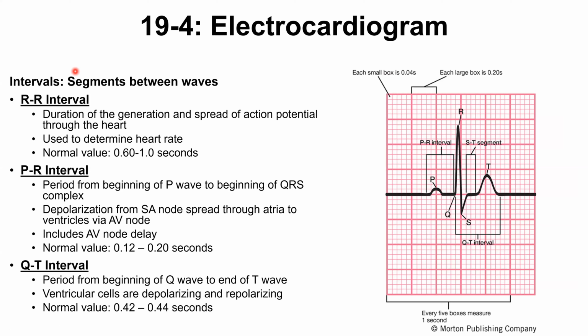So first is this R to R interval, and this is the duration of the generation and spread of the action potential through the heart. Okay, so R to R interval is how long between each heartbeat. Okay, and this is actually used to determine heart rate. So the normal value, normally it should be between 0.6 and 1 second between each heartbeat.